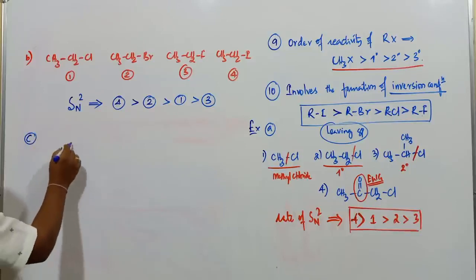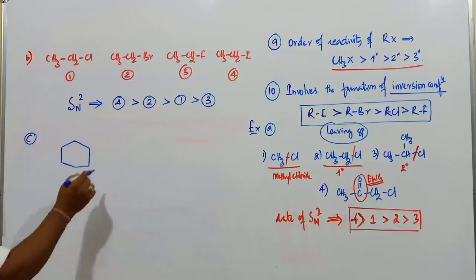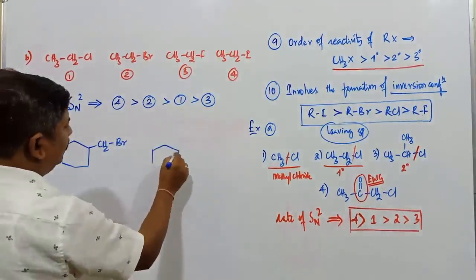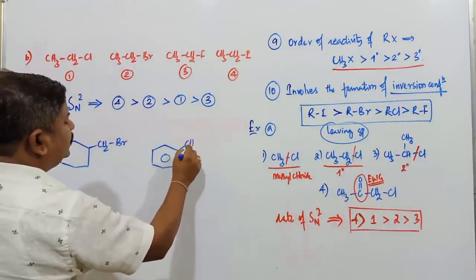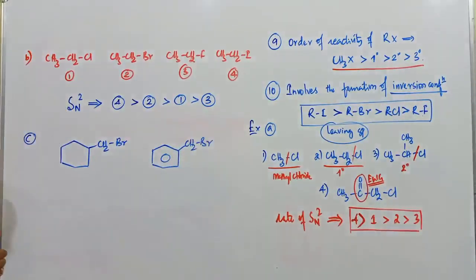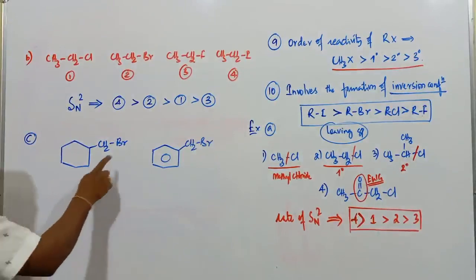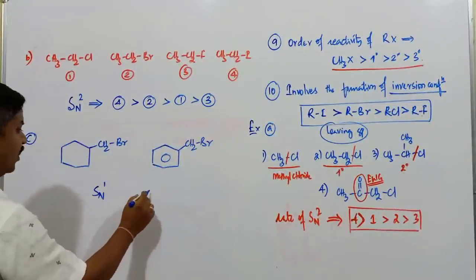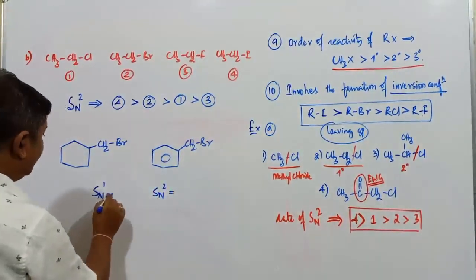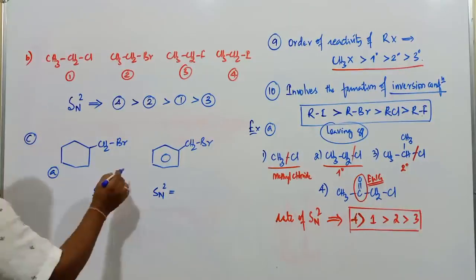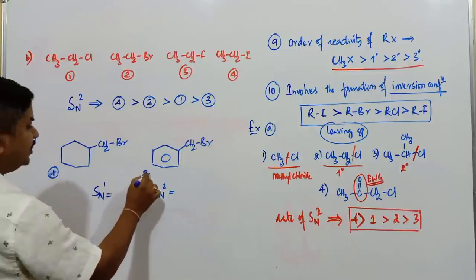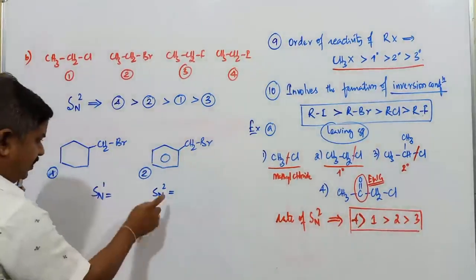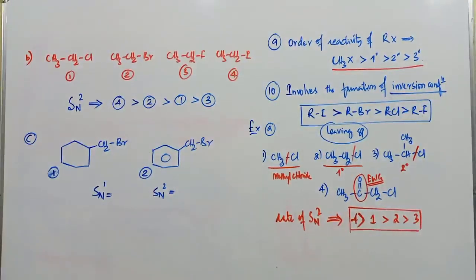If you go with another compound, this is one compound, it is CH2 and Br, and another compound, this one, it is CH2, this is Br. Now if you observe these two compounds, which one undergoes SN2 reaction very easily? I will consider this one as the first compound, this as the second compound. Which compound undergoes SN1 mechanism very easily, and similarly which compound undergoes SN2 mechanism very easily?